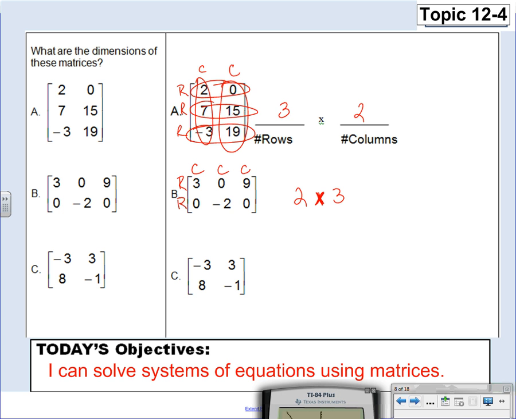And the last one, our rows go left to right. There's 2 of them. And our columns go up and down, there's 2 of them. So this is a 2 by 2 matrix. Most of the matrices that we are going to be dealing with are 2 by 2s.